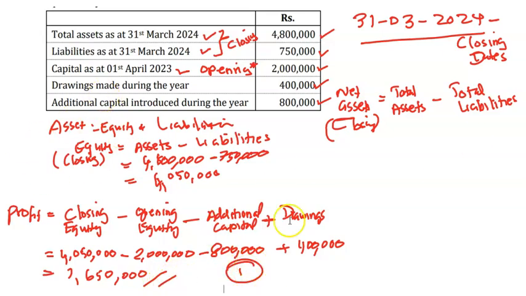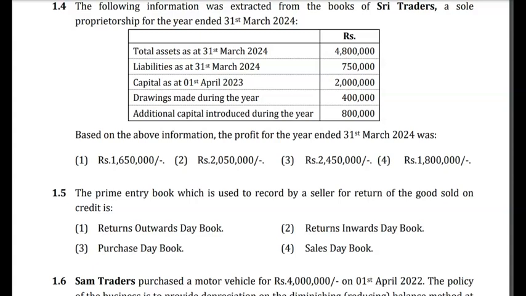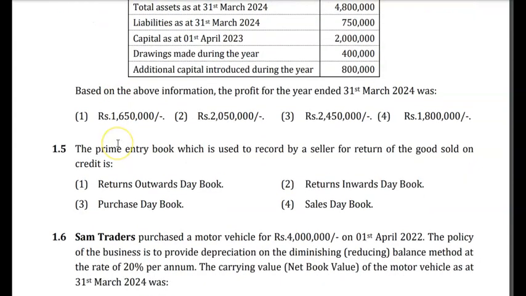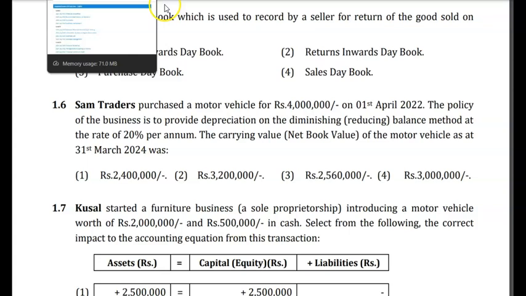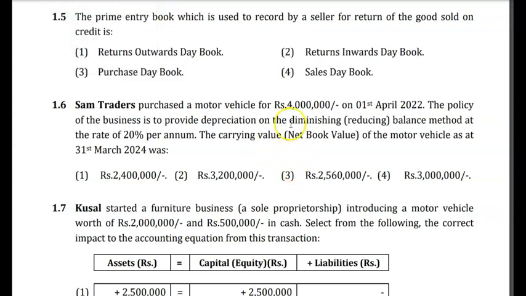So let's go to the next question. Answer number 1 is 1.65 million, right? Question number 1.5. The prime entry book which is used to record by a seller for return of the goods sold on credit. What would be the answer? It's very easy. That is a prime entry book which is used by a seller, who is recording the return of goods sold on credit.